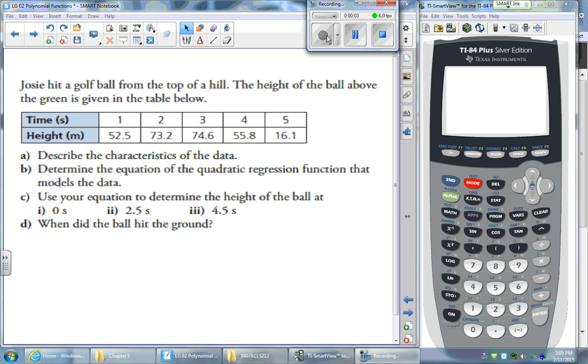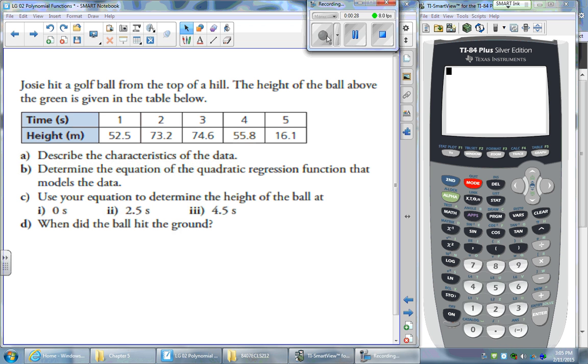Okay, we're going to do a quadratic regression equation. Josie hit a golf ball from the top of a hill. The height of the ball above the green is given in the table below. And it says for A to describe the characteristics of the data, and for B to determine the equation of the quadratic regression function.